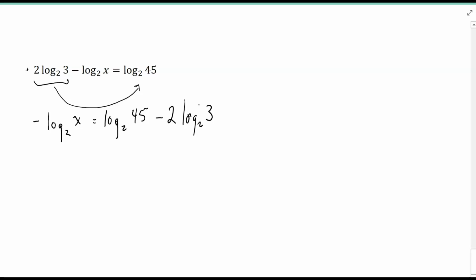Now there are two different ways we can go with this. Right now, I want to make this a positive, so I can switch the sign of everything. That means this one's going to go positive, this one will go negative, this one will go positive. How about that? It's just multiplying through everything by -1. So I like that because that's going to set up my positive right there. So I'll write this as log base 2 of x equals, and I'm going to put the positive one first, 2 log base 2 of 3, subtract log base 2 of 45.